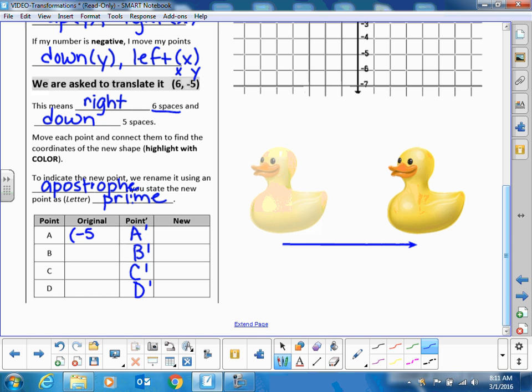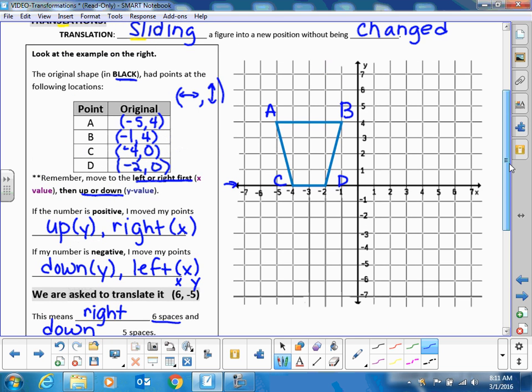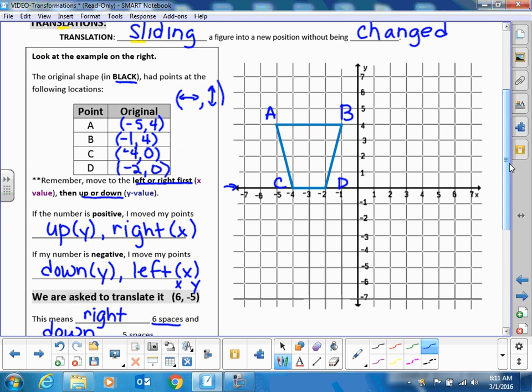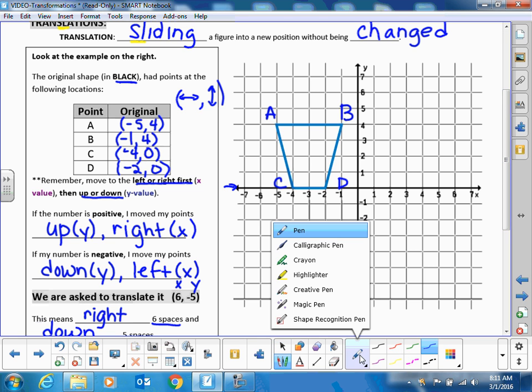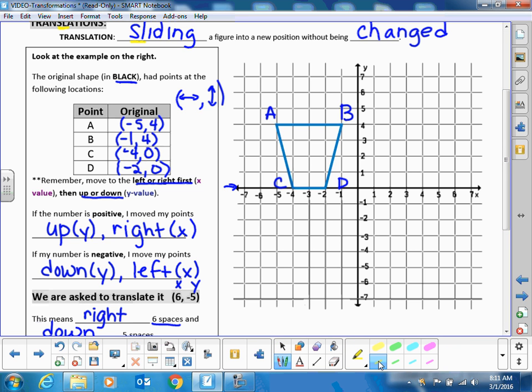So I'm going to go ahead and rewrite what we had before. We had -5, 4 as our A, -1, 4 as our B. This is from up above. -4, 0, and then -2, 0. So if we go back, we're going to look at our shape. And remember, we're moving it +6, which is to the right, and then -5, which is down. So I'm going to change my color.